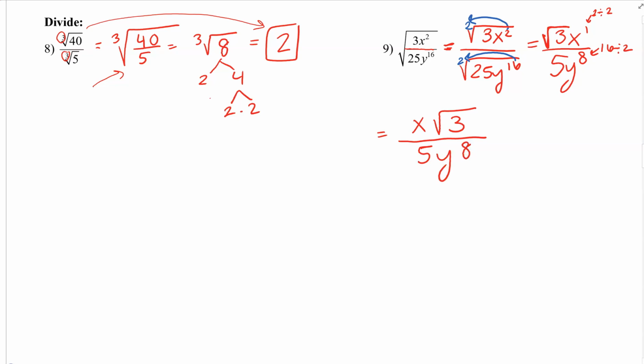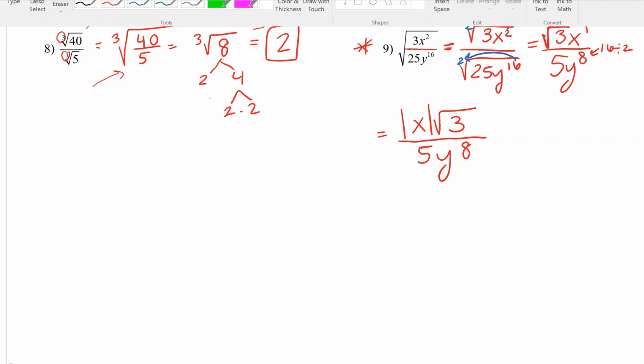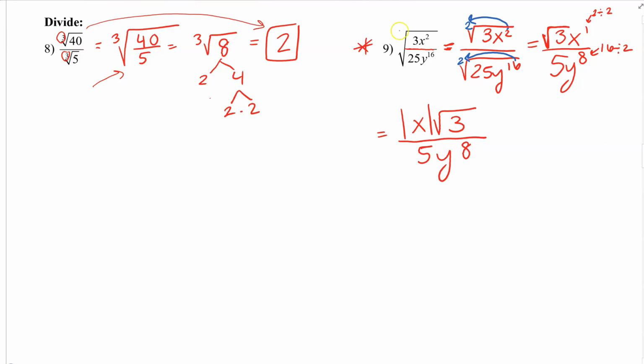And then in this particular case, I am going to need to put the x under absolute value because the index was even and the power of x under the radical sign was even, but when it divided, it became odd, which means it could potentially be negative, which means I need to put absolute value around it to keep it positive. And so that's my final answer for number 9.